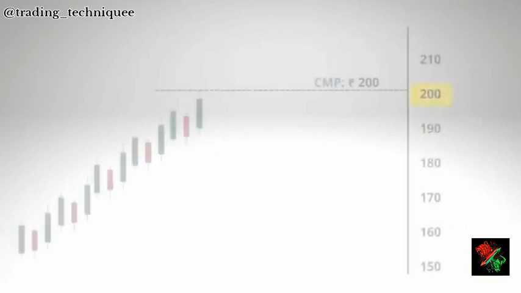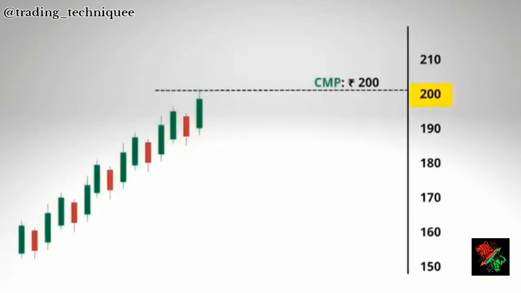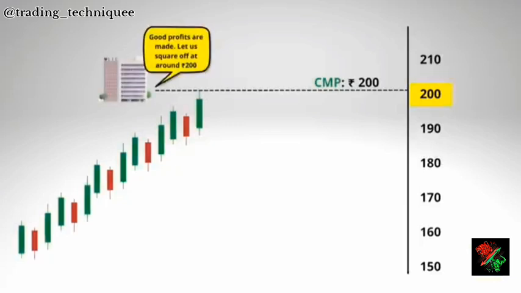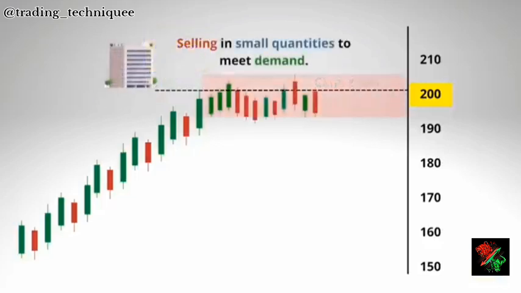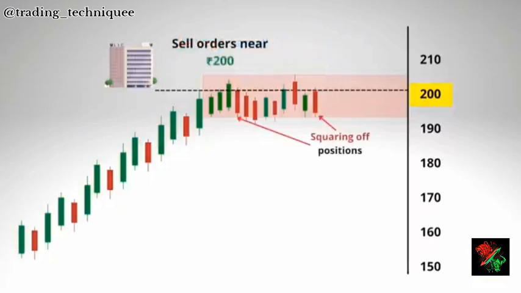Now moving on with the same example, the price rallied from 100 rupees to 200 rupees in a matter of months. This is when the institution thinks of squaring off their position or selling the stock to make a profit. They do this by placing a large number of small sell orders so that the supply meets the demand, or in other words, they ensure that there are enough buy orders at the same price at which they want to sell so that the profits are not reduced.